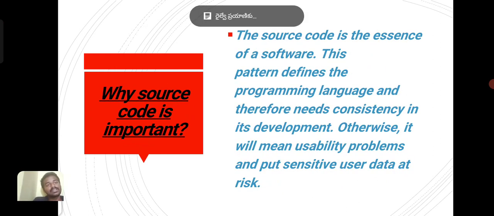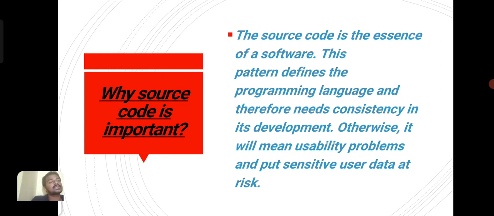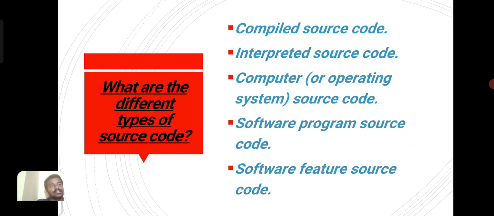Why is source code important? The source code is the essence of software. This pattern defines the programming language and therefore needs consistency in its development. Otherwise, it will mean usability problems and put sensitive user data at risk.